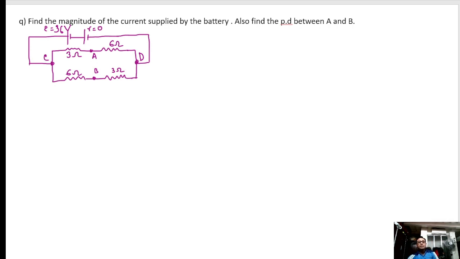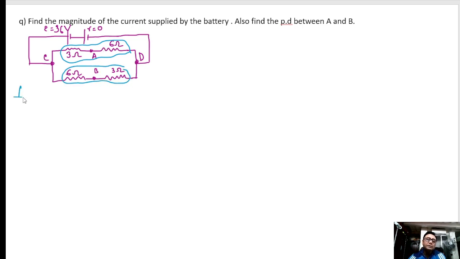Next, see the next circuit here. What is the next circuit given? Find the magnitude of the current supplied by the battery. Also find the potential difference between A and B. Okay. First of all, let us see the resistances in the upper part. This part, they are series and they will be parallel.